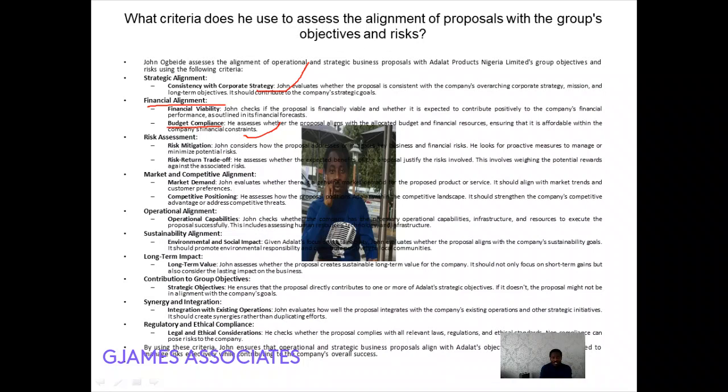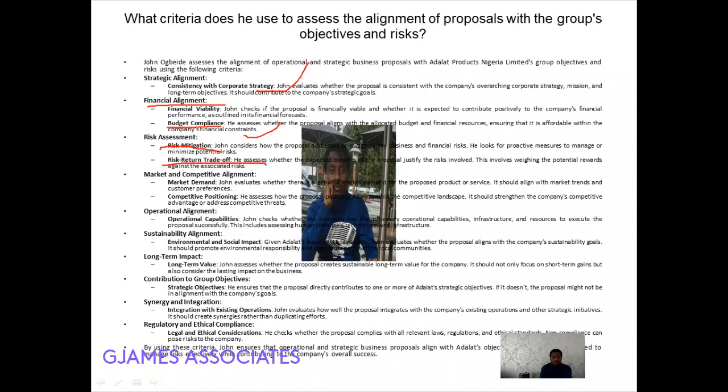How again must he assess it? He must look at the risk assessment aspect of it. The risk in this project, how can we mitigate it? And is there a relationship between the risk and the return trade-off?